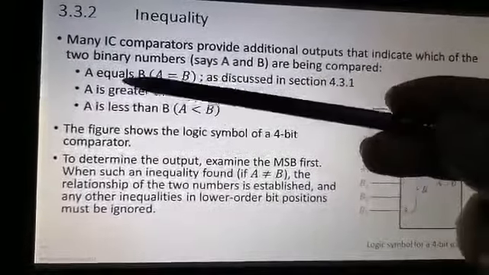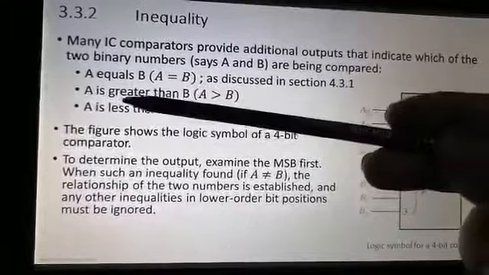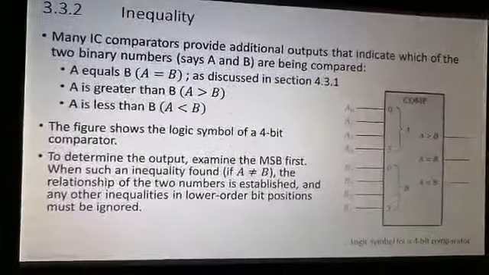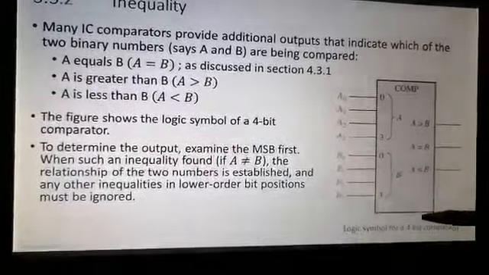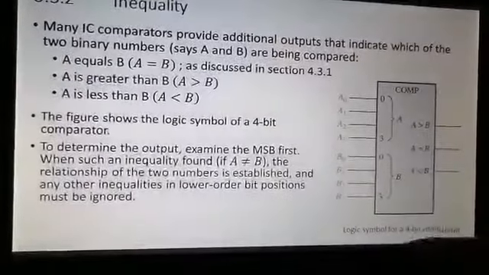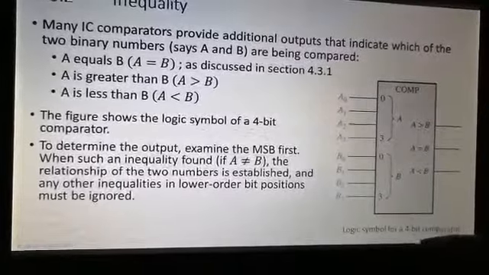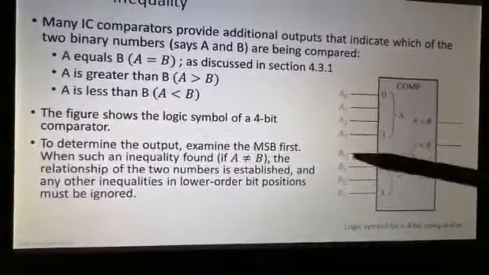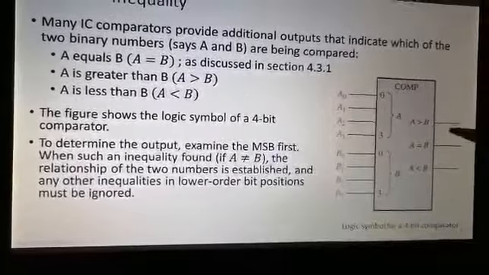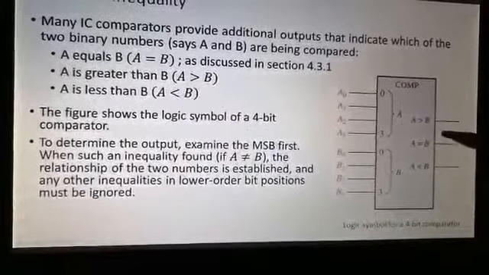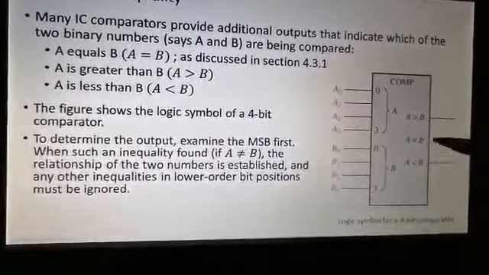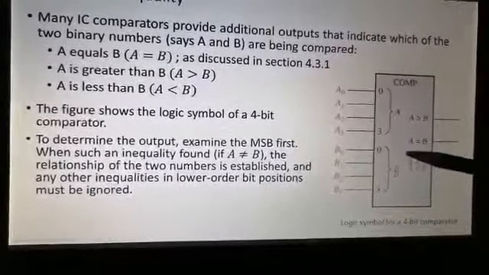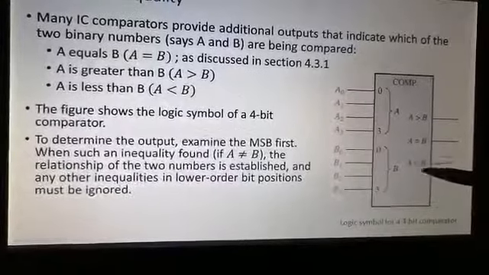I mentioned to you that the comparator has three outputs: A equals B, A greater than B, or A less than B. You can see here the IC, the logic symbol for the 4-bit comparator. This is input A, this is input B, and then this is the output. So we have three outputs: A greater than B, A equals B, and A less than B.